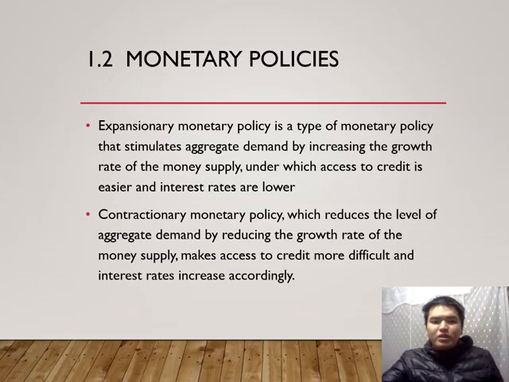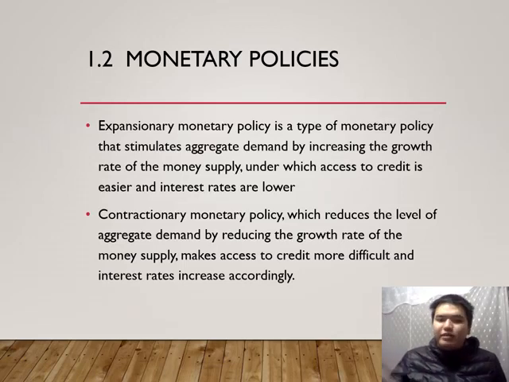Monetary policy is also very important. Here we have two types. The first is expansionary monetary policy. It is a type of monetary policy that stimulates aggregate demand by increasing the growth rate of the money supply, under which access to credit is easier and interest rates are lower. Contractionary monetary policy reduces the level of aggregate demand by reducing the growth rate of the money supply, making access to credit more difficult, and interest rates increase accordingly.